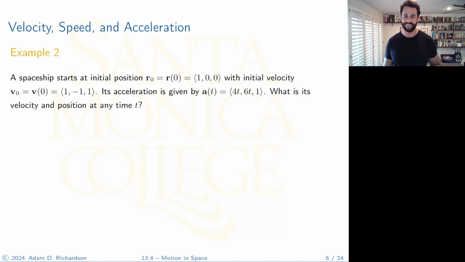This is a fun one. A spaceship starts at an initial position given by this position vector, and it's got an initial velocity given by this velocity vector here. Its acceleration is given by this vector, and the question is, what's its velocity and its position at any time t?